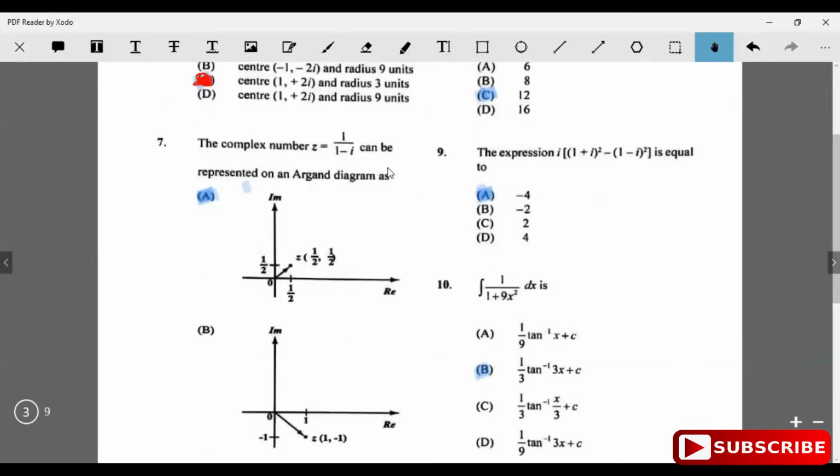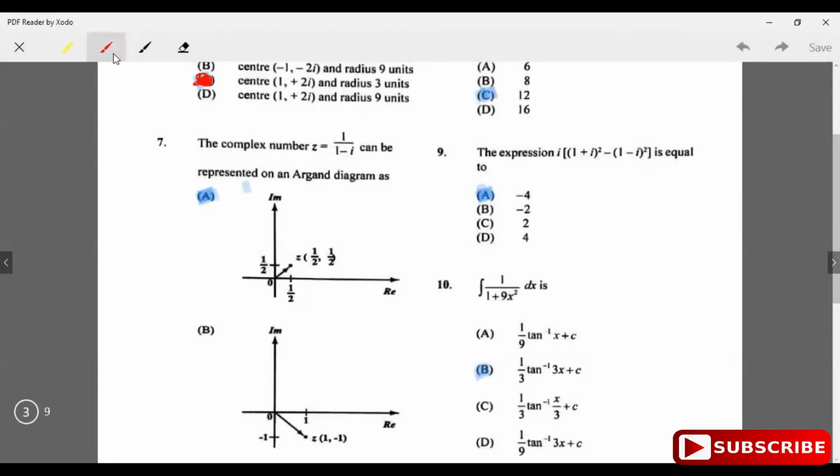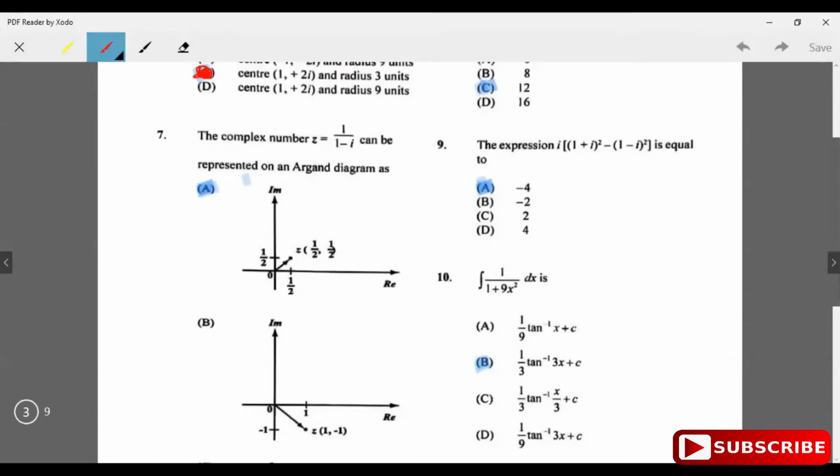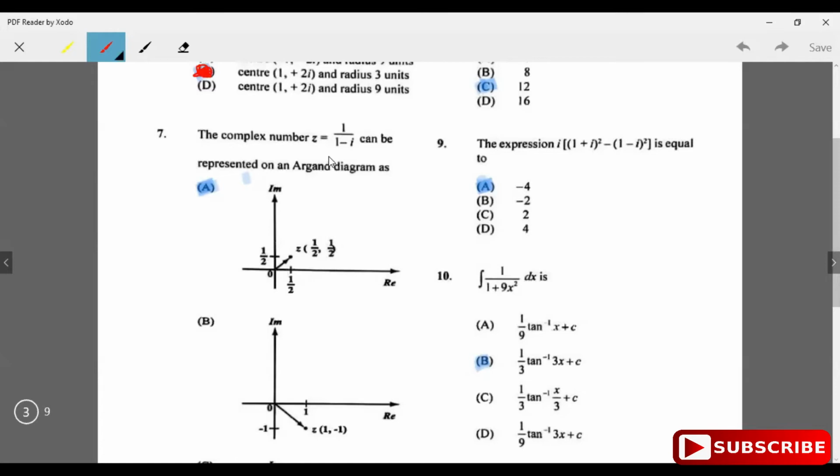Question 7 is another repeat question where what we did was rationalize it. They gave us the complex number z equal to 1 over 1 minus i. All we have to do is multiply by the conjugate of the denominator, which is 1 plus i, over 1 plus i.